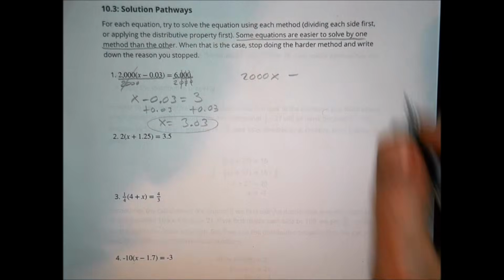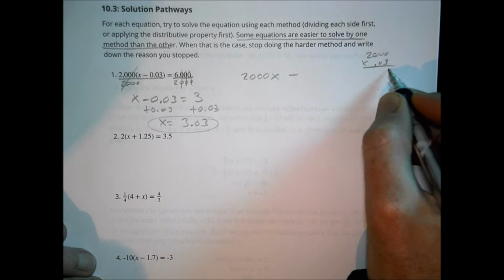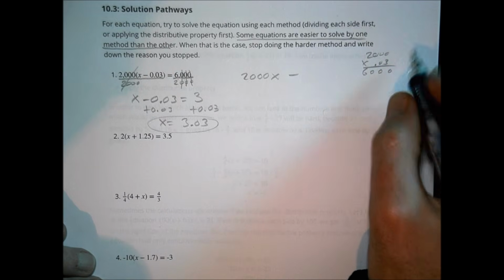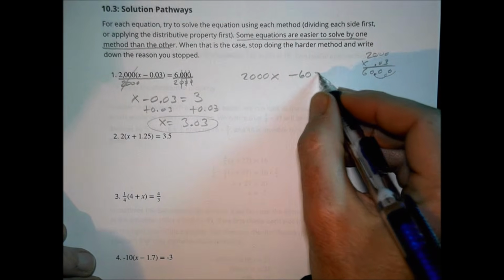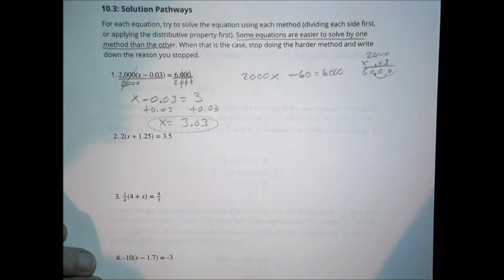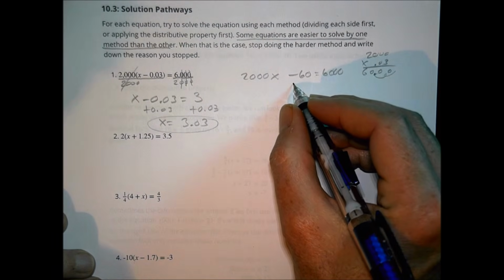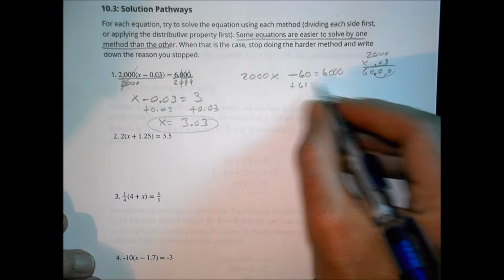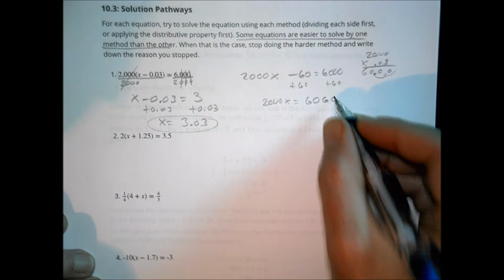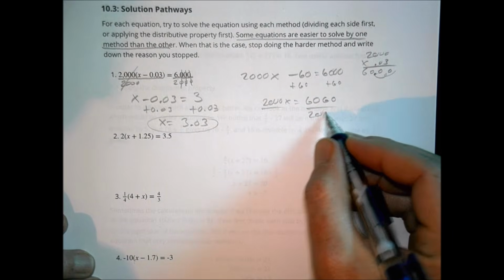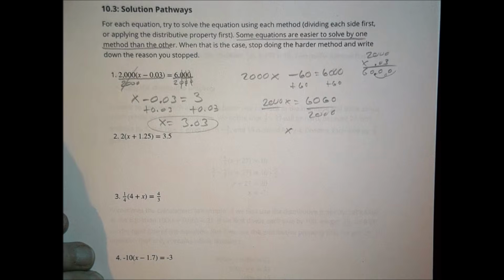I'm going to have to do, off to the side, maybe 2000 times 0.03, and I get 0.006, moving that over 2 spaces for the decimal, so I'm at 60. And that equals 6,000. Okay, so already I know it's taking me a little more work to do this so far. I could add 60 to both sides, so I have 2000x equals 6,060, and then I divide everything by 2,000 to find out what x is going to equal.